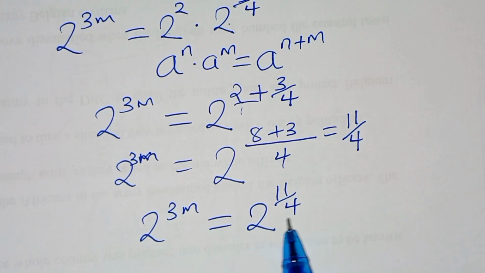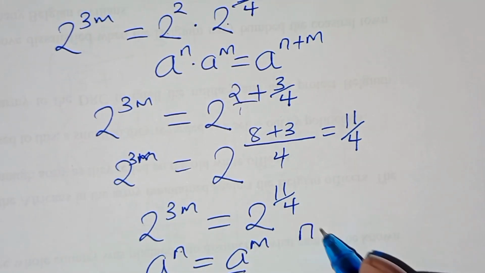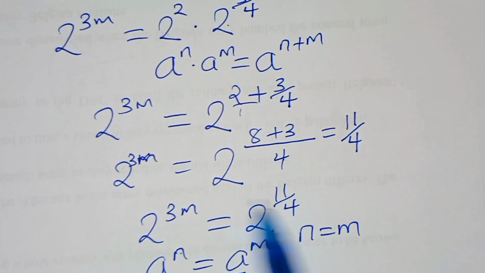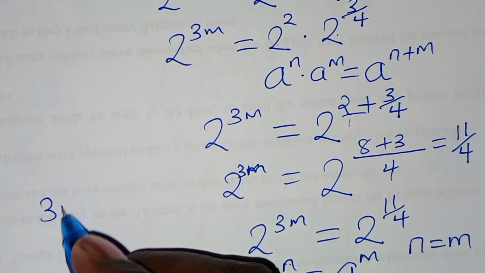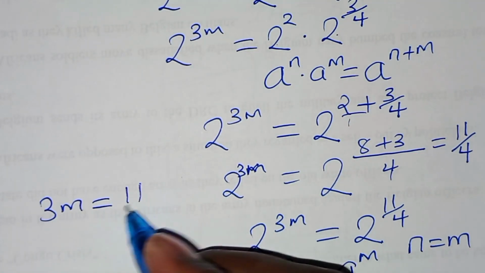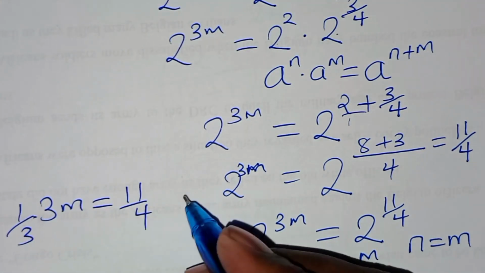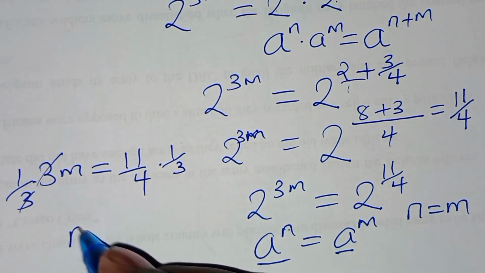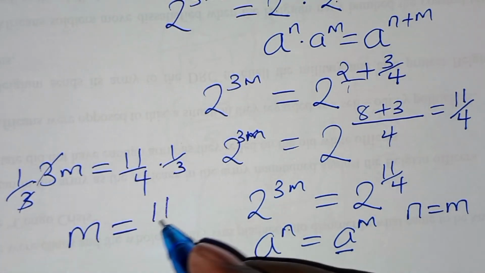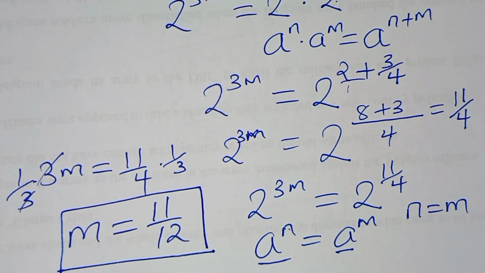But since the bases are common here, that is 8 to the power n is equal to 8 to the power m, since the bases are common, the exponent n is equal to m. So this implies that 3m is equal to 11 over 4. So let's multiply both sides by 1 over 3, so that now here the value of m is equal to 11 over 12. So this is the value of m by applying method 1.